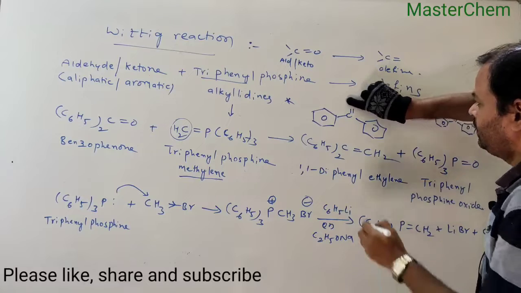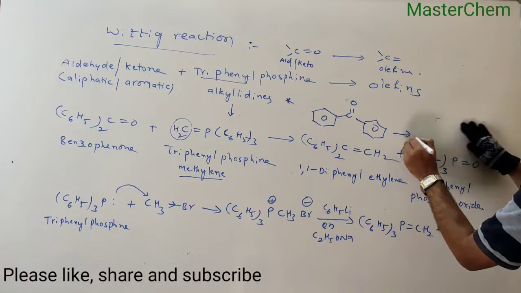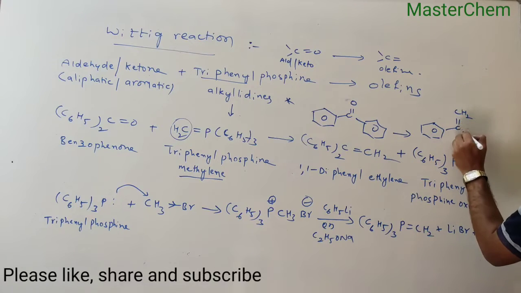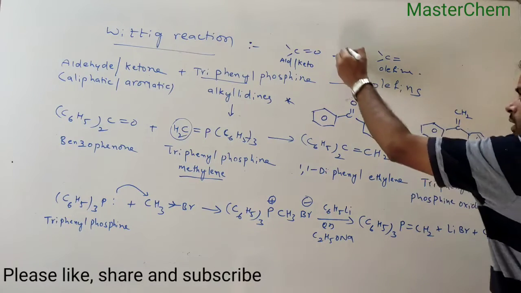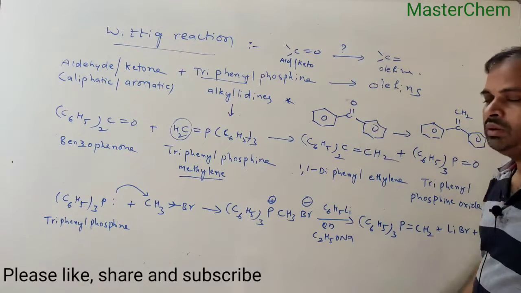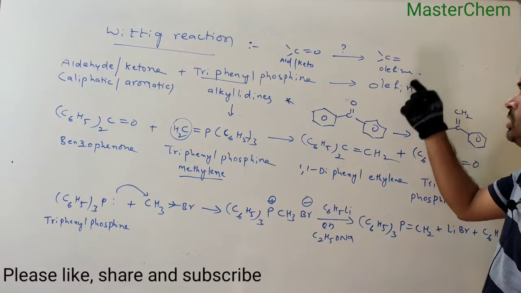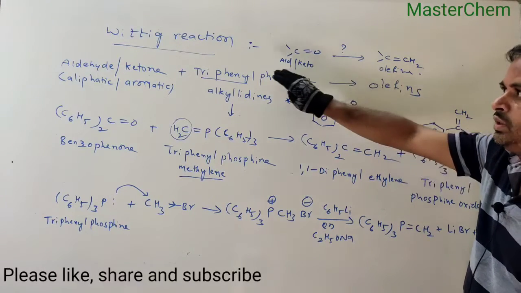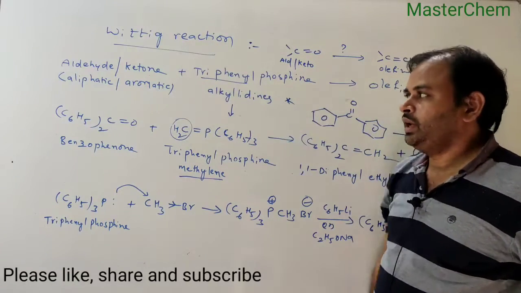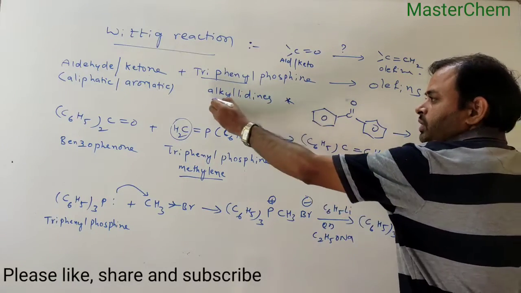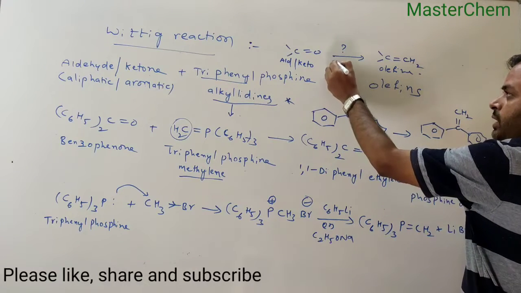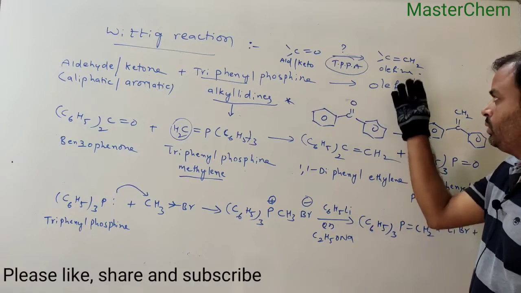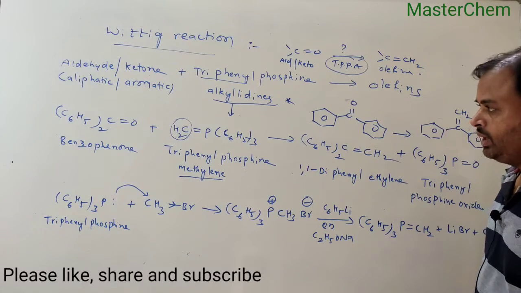How is it converted? This oxygen is now converted to C double bond CH2. Whenever you need a conversion of C double bond O to an olefinic linkage, you can use the Wittig reaction. What is the reagent here? Triphenyl phosphine alkylidene. By using it, we can convert a keto group or aldehyde group into an olefinic linkage.